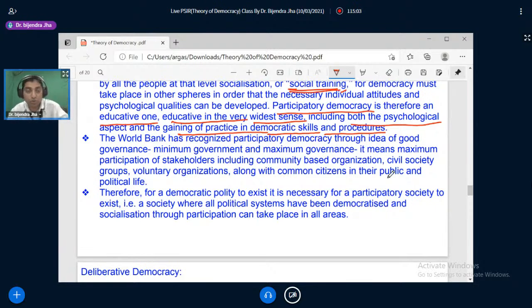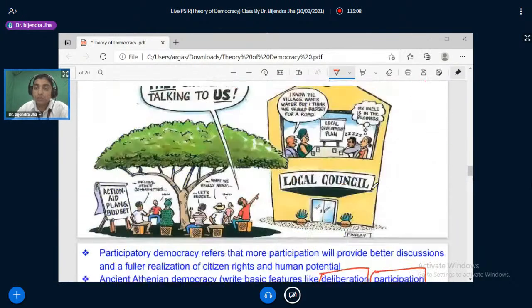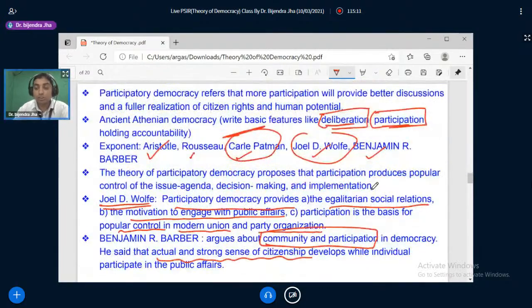So whenever those questions come, you must write the names of Benjamin Barber, Joel de Wolfe, Carole Pateman, Rousseau. You need to write everyone's name, but don't forget Carole Pateman. If you forget Aristotle or Benjamin Barber, that doesn't matter. But Carole Pateman is a major one. Try to remember these names because it is very necessary. Put the names in so that you can get maximum score.